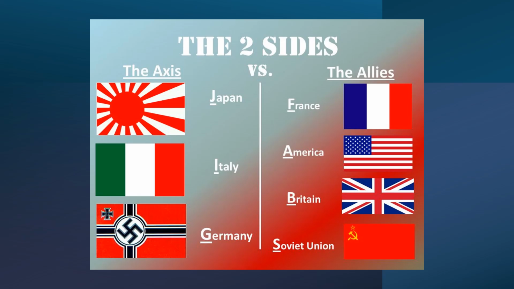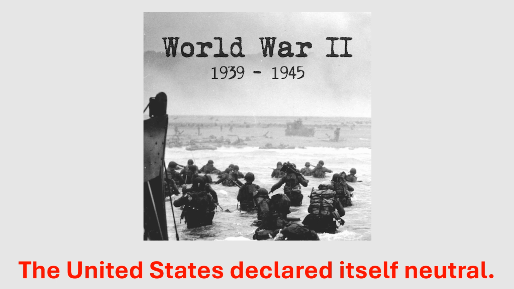There are two sides, as there are always two sides in any given conflict or war. The Axis powers included Japan, Italy, and Germany. The Allies included France, the United States, Great Britain, and the Soviet Union. World War II began in 1939 and ended in 1945.